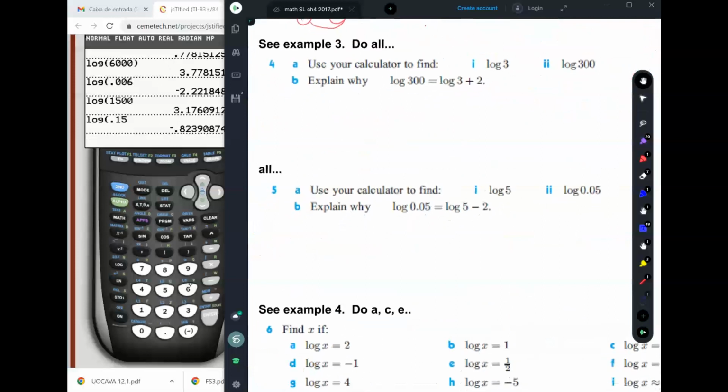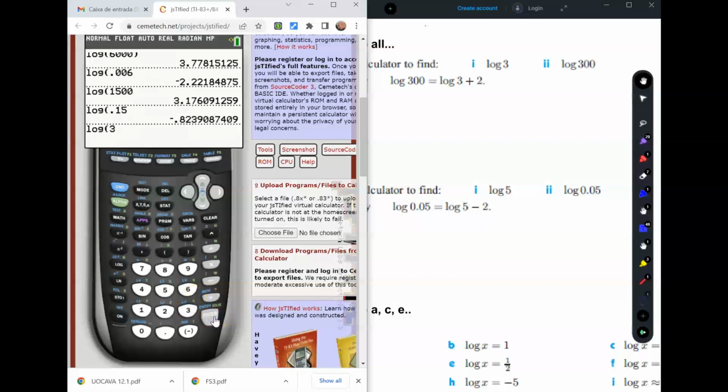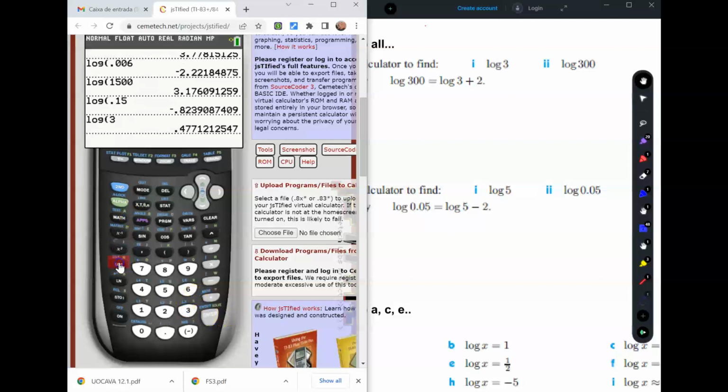Use your calculator to find the log of 3 and log of 300. Okay, so we'll do that first. Log 3 and log 300.